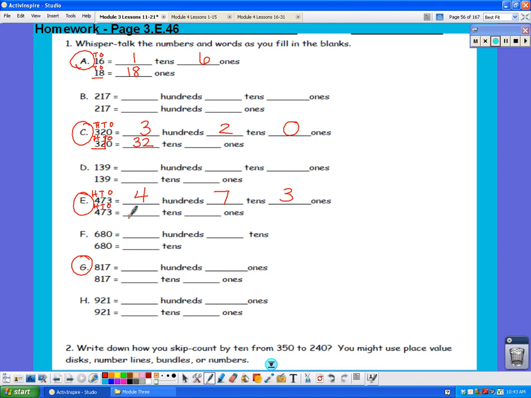473, I'm looking for only tens and ones. So again, I'm going to underline until I reach the tens place value. 47 tens and 3 ones. Let's move down to letter G.